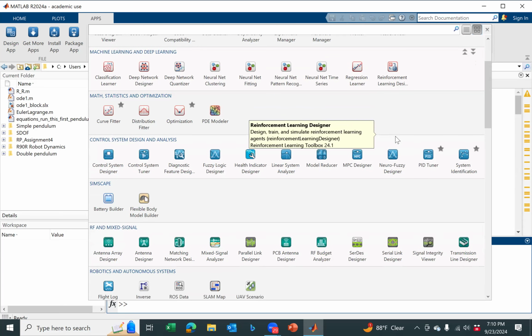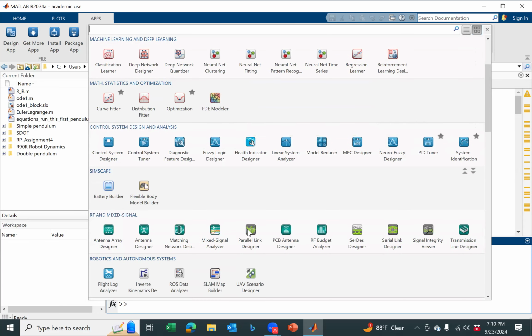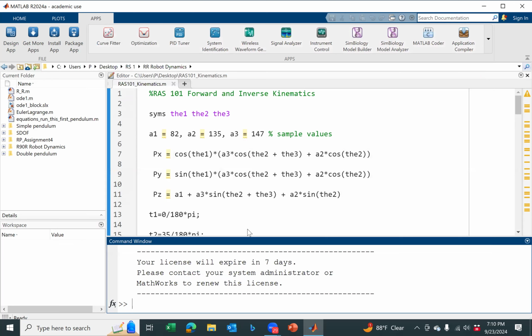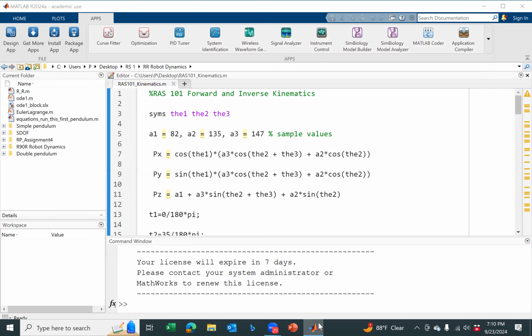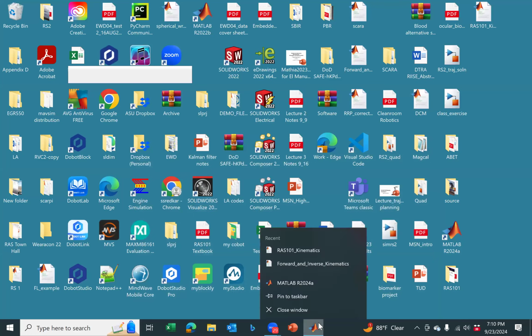Now go to Robotics and Autonomous Systems Toolbox. And there is this Inverse Kinematics Designer. Click on this app. So click on the Inverse Kinematics Designer app, which is in the Robotics and Autonomous Systems Toolbox, and that app will open. This app is opening.